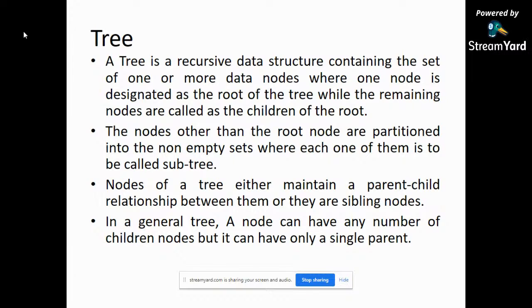Now nodes of a tree either maintain a parent-child relationship between them or they are sibling nodes. So if the root node is having a left node and a right node, then the root node will be the parent node and the left and right nodes will be the child nodes. This is one relationship. And the nodes which are at the same level, the child nodes, can also be called sibling nodes. In a general tree, a node can have any number of children nodes, but it can have only a single parent. So this is very important, that only one root node will be there and the rest of the nodes are called child nodes.